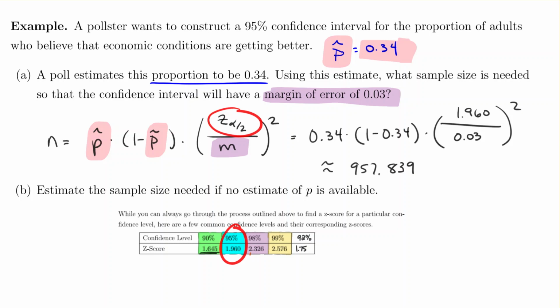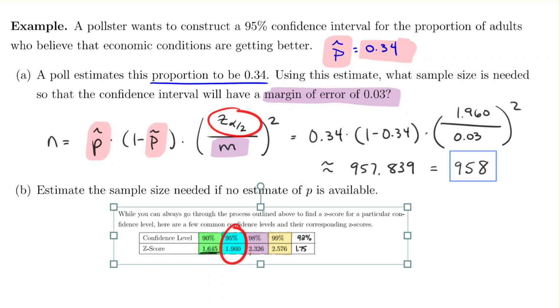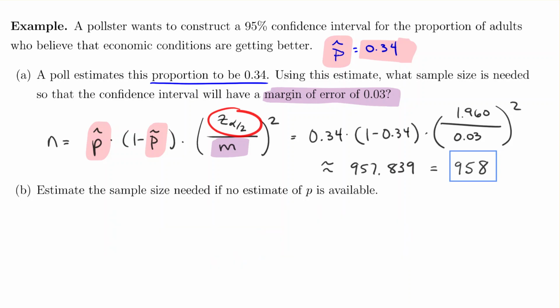Now when we're dealing with sample size, it says no matter what, if you don't get a whole number, round up. So here we're going to say that rounds up to our value of 958. That would be the needed sample size for a 95% confidence interval if our margin of error was 0.03.